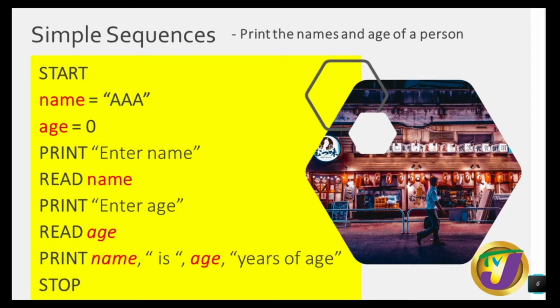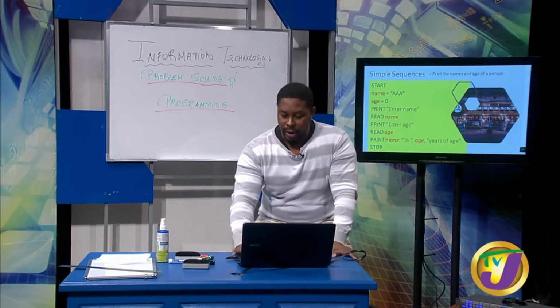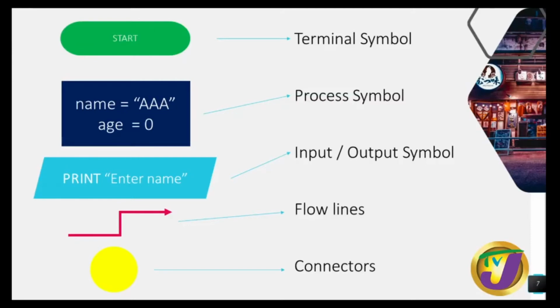All right? And then immediately after, we have a stop. And so that is how we break down our simple sequence. It's just one basic piece of code running right through that does one thing after the other, no change involved. All right? Now we're going to jump straight into how we represent it in flowcharts.